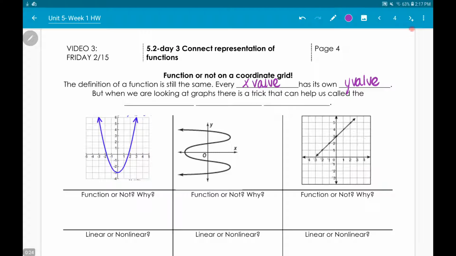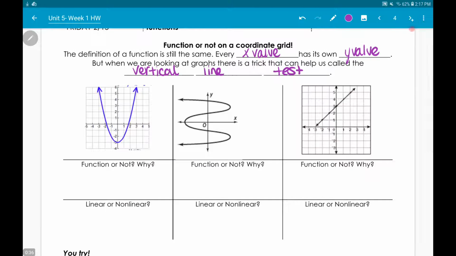But when we're looking at graphs, there's a trick that can help us, and that trick is called the vertical line test. And I'll show you what that means in just a second. But remember, when I'm looking at these graphs, I first need to ask myself, is it a function or not a function? And then, only if it is a function, then I'll ask myself, is it linear or non-linear?